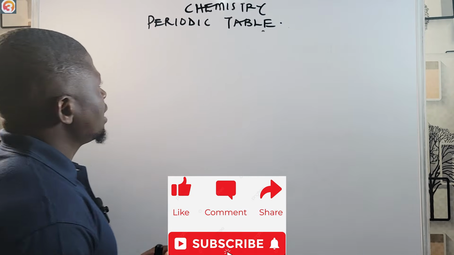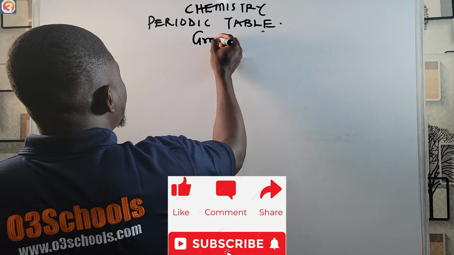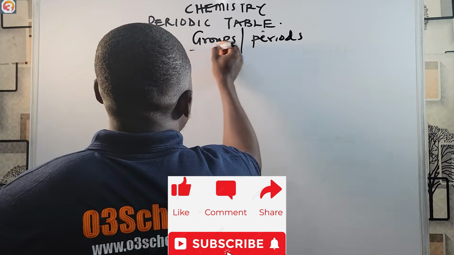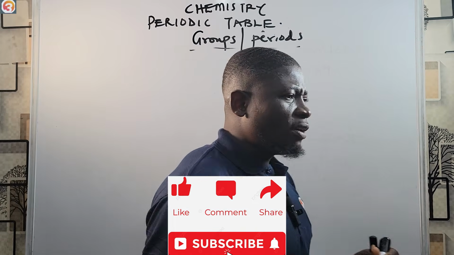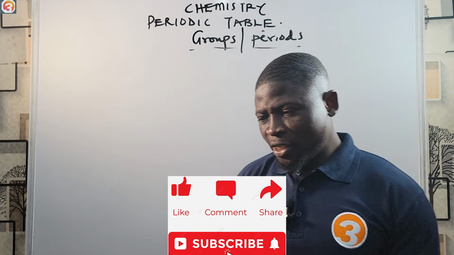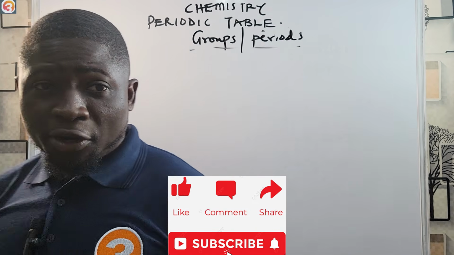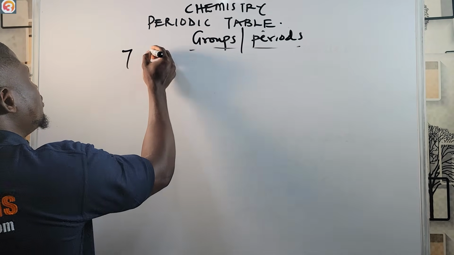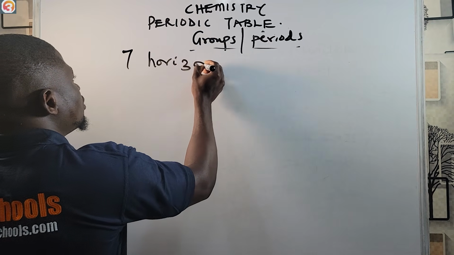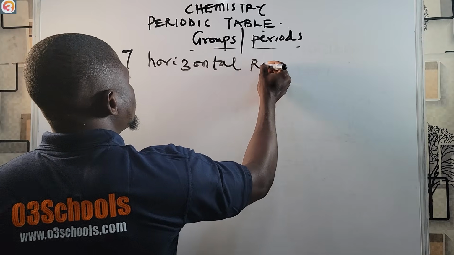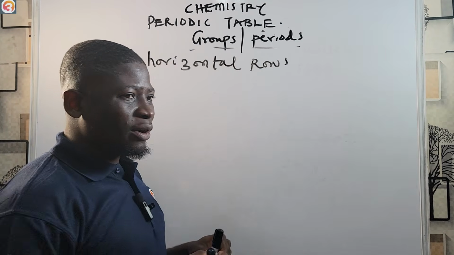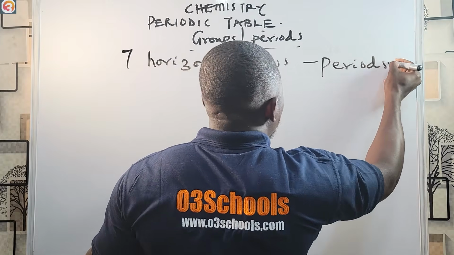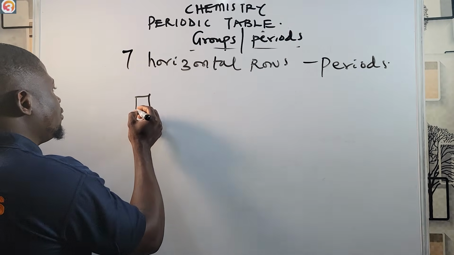Now, let's say groups and periods. Groups and periods. All right. Now, very importantly and very quickly, know that in the periodic table there are 7 horizontal rows that we call the periods. All right, so like we have rows like this.